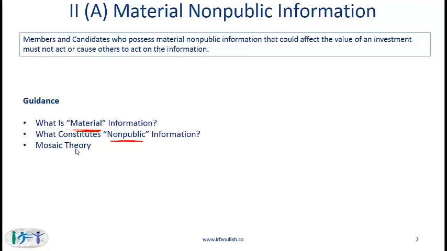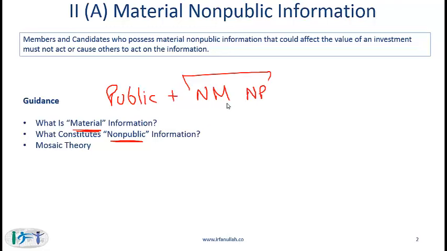According to the mosaic theory, it is appropriate for investment analysts to make decisions or make recommendations based on material public information plus non-material, non-public information. Many students get confused about the concept of non-material, non-public information, and the best way to understand this material is through examples. I'll give you one example from the curriculum, and then obviously you need to work through several examples.